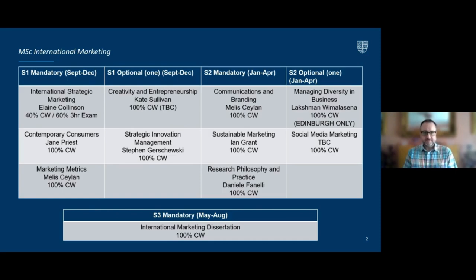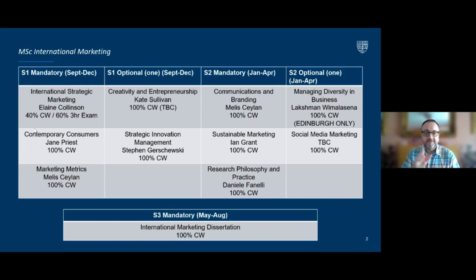As you can see from just below there, it says 40% CW. That means coursework. That means that 40% of the mark which you get for that course is derived from coursework. So it could be something like writing a report, doing a presentation, and so forth. And you'll also see that 60% of the mark for that particular course is derived from a 3-hour exam.